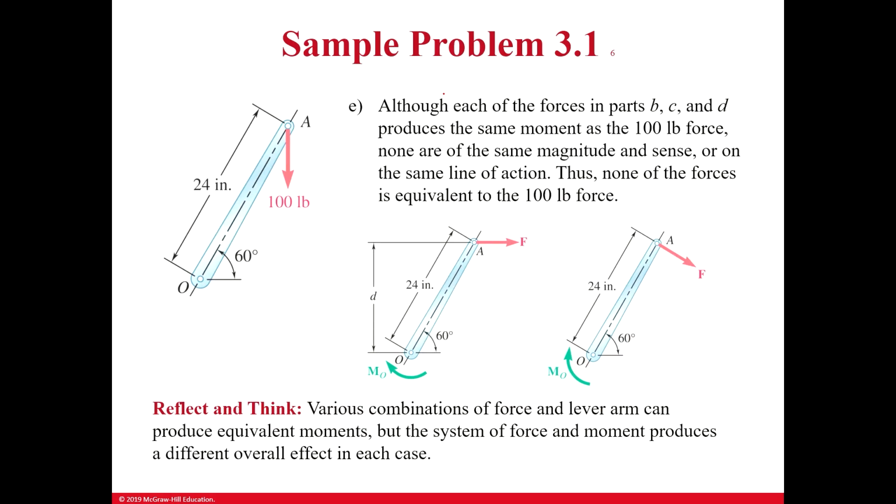E. So although each of the forces in parts B, C, and D produce the same moment, none of them are the same magnitude and sense or direction, basically. One of the forces is equivalent to the 100-pound force. Well, they're not really asking a question here. They're just going over the whole problem, saying if you change the direction, if you change the force, if you change the angle, any of those things will change the moment. The same thing, if you change the moment and start moving the distance around, your force will have to change.